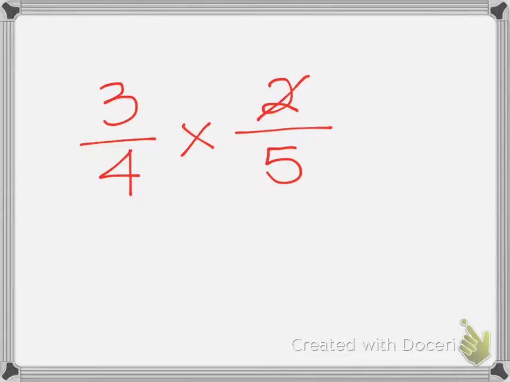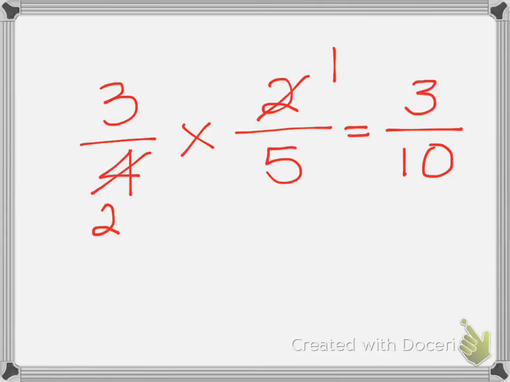But if I look diagonal, 2 and 4 have common factors. 1 times 2 is 2, and then 2 times 2 is 4. So both of them have a common factor of 2, which means I can divide them both by 2. 2 divided by 2 is 1. 4 divided by 2 is 2. And then I multiply. 3 times 1 is 3. 2 times 5 is 10. So I get the same exact answer.